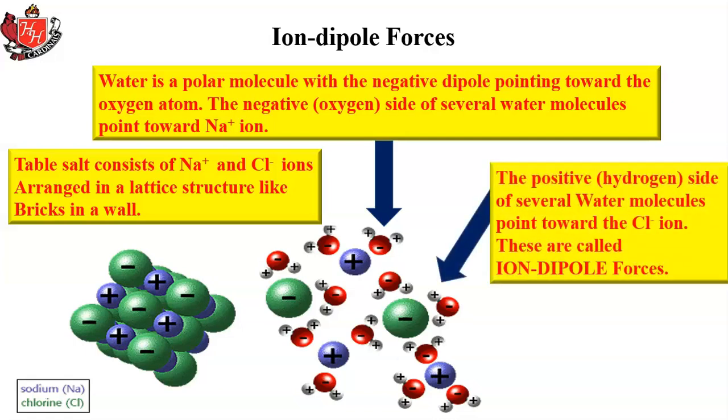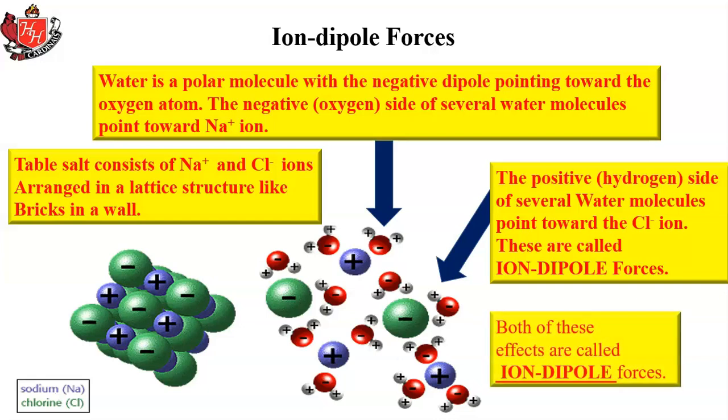Now the positive hydrogen side of several water molecules points towards the chlorine, the negative ion. Both of these types of attractions are called ion-dipole forces because they involve the dipole of a polar molecule, water in this case, with the ions, either sodium or chlorine. Whether it's the positively charged sodium or the negatively charged chlorine will determine which side of the water molecule is attracted to it. And you'll notice about 4 water molecules gang up on that chlorine and pull it away from the salt crystal. So both of these effects are called ion-dipole forces.